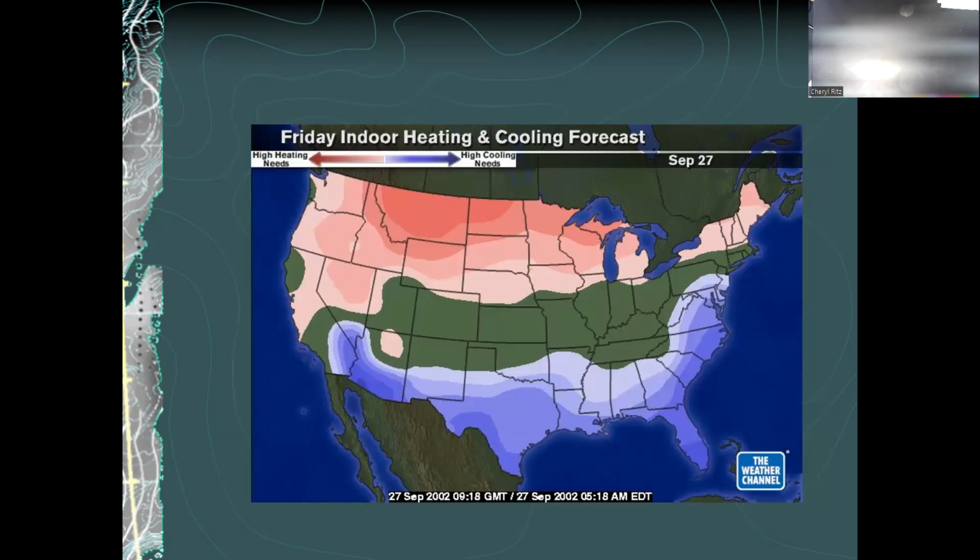But what if I color coded the map? Could you at least read it pretty quickly? If you're in the red area, what's that mean? Okay, it actually means you're gonna need high heating needs. If you're in the blue area, you're gonna need high cooling needs. The green area, what do you think? Medium, it means probably they can just open their windows and be comfortable.